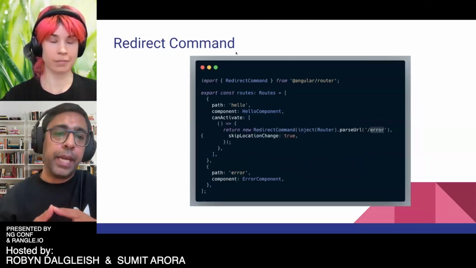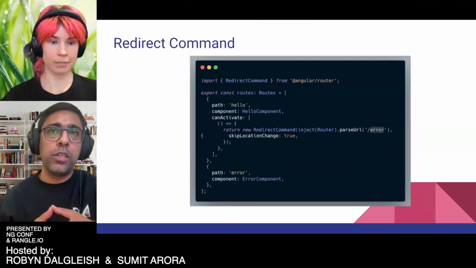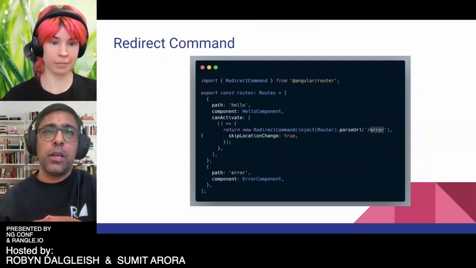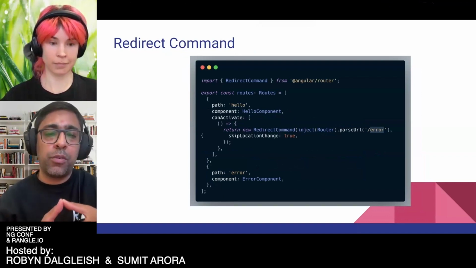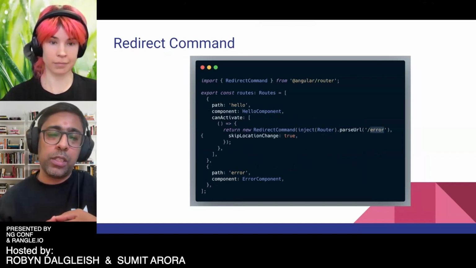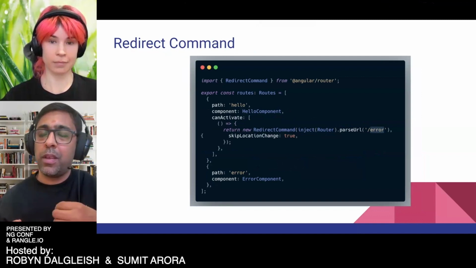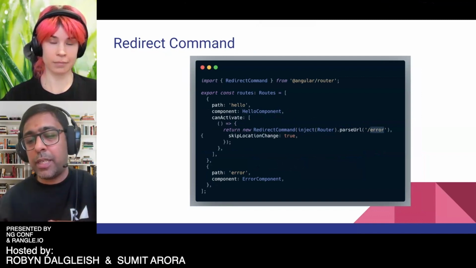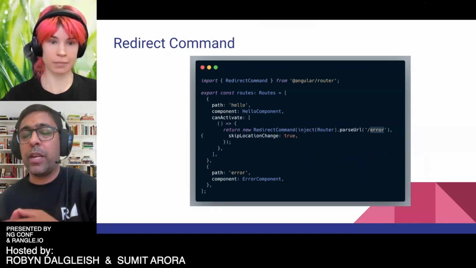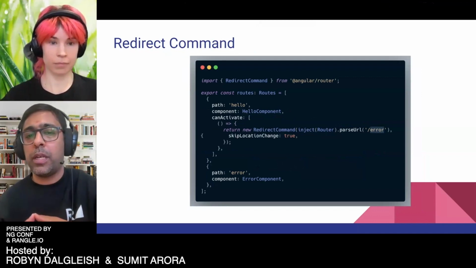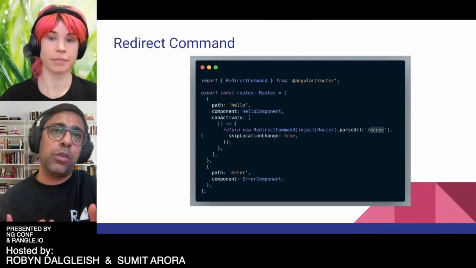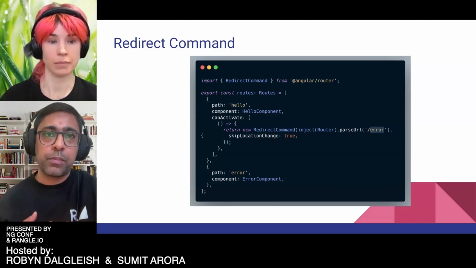Next is the new redirect command. Before the introduction of the redirect command, navigation for the default route was done using a URL tree, which didn't allow us to pass any of the additional properties that we want to pass when redirecting to a URL. With the new redirect command, you can pass additional properties, for example, if you want to change the location or not, or something else, and it allows you to do that.